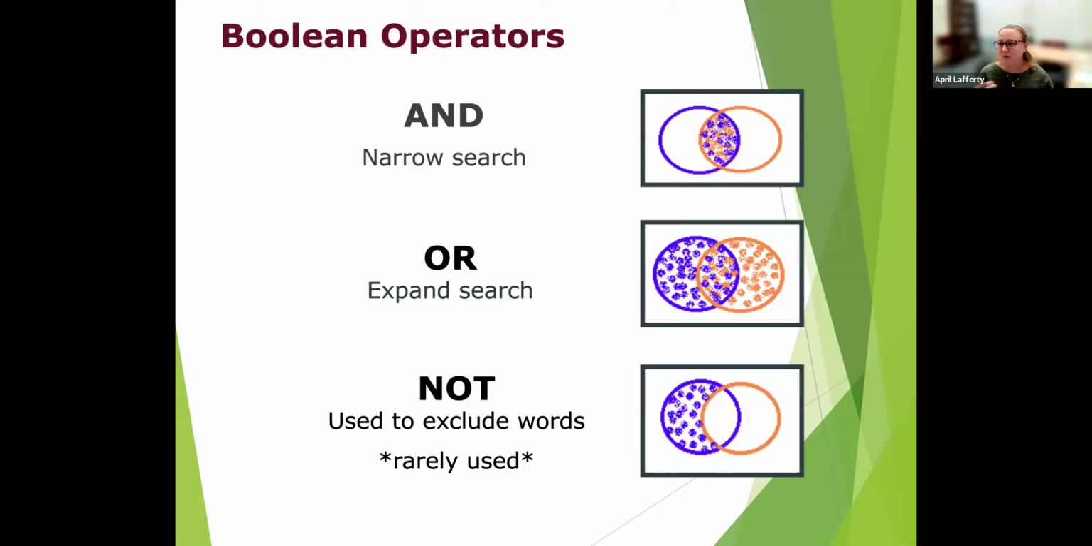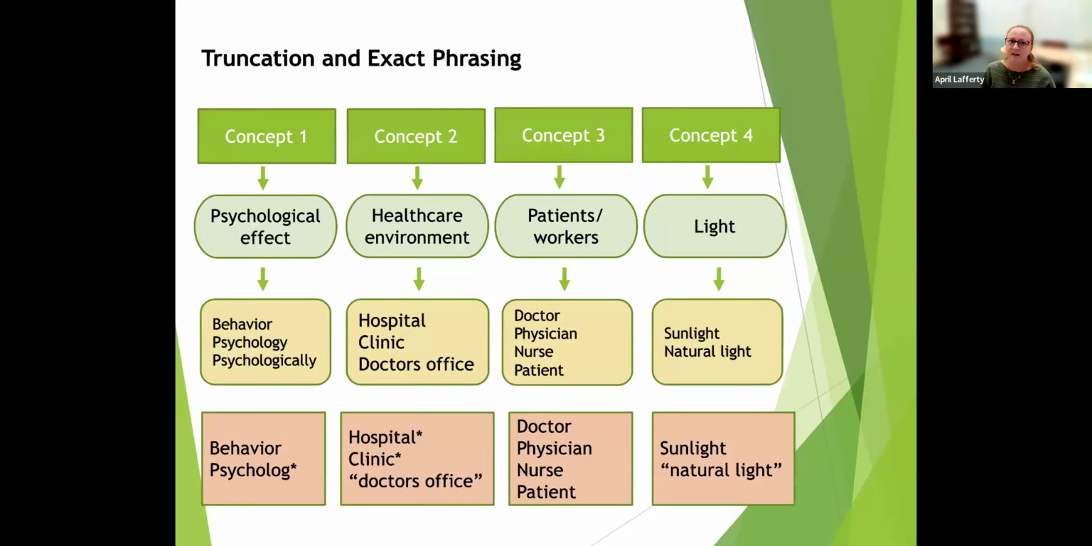Okay, so those are the three Boolean operators. "And" is to narrow, "or" is to expand, and "not" is used to exclude words. There are other ways of narrowing our search, and that is using truncation and exact phrasing. These two can help you to get better results from what you're looking for.